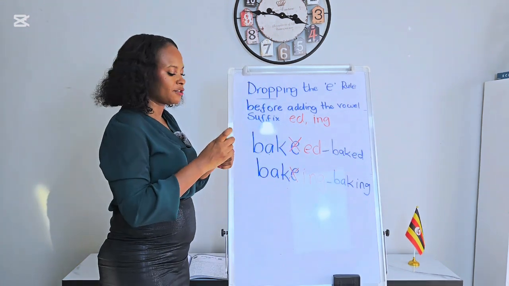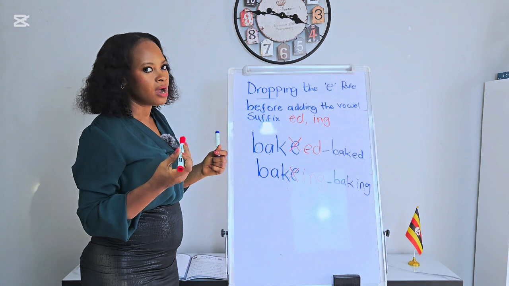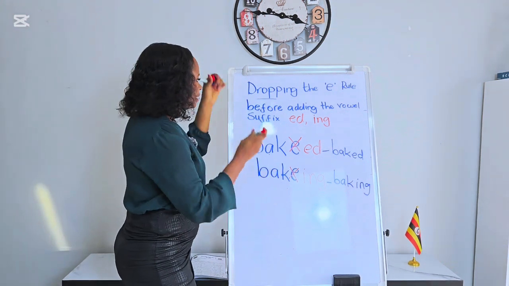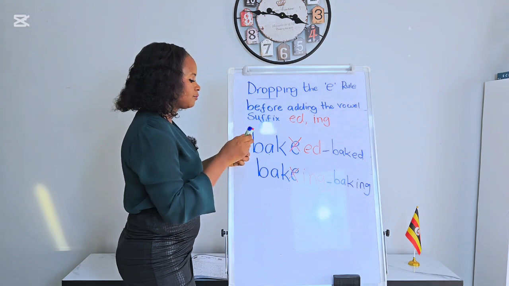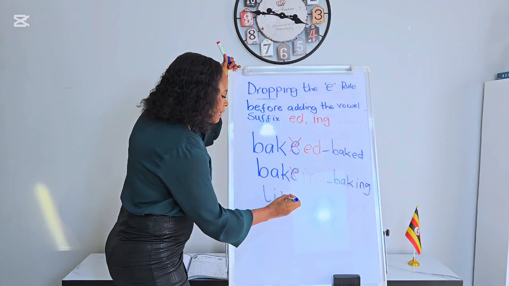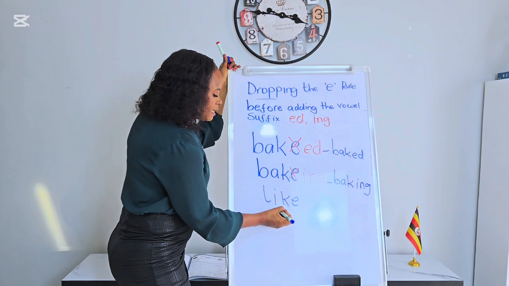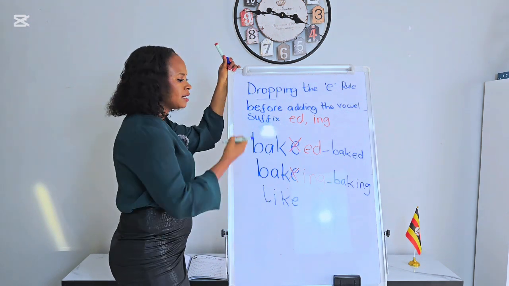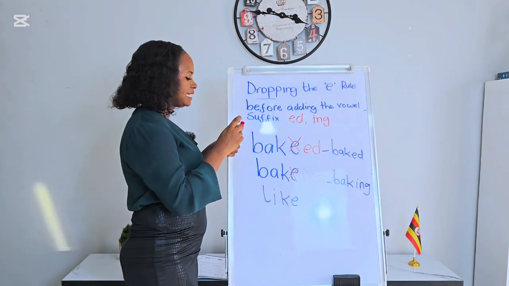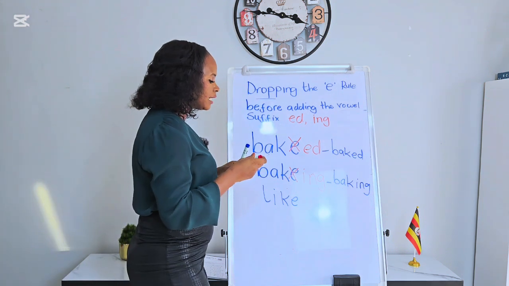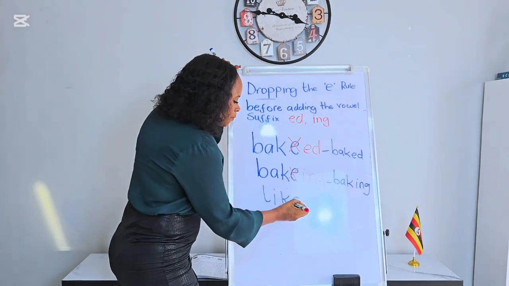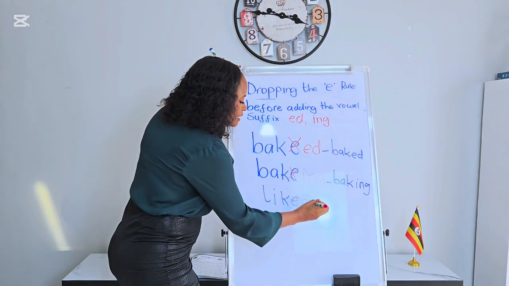Okay, let's have a go with another word ending with letter E. The word is like. Let's sound it out. L, I, K. It ends with the E. The E makes this letter say its name. What if I want to write liked? Should I add ED? Yes. What should I do first? Drop the E and then add ED.